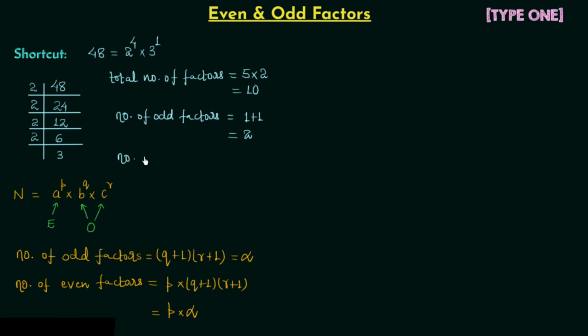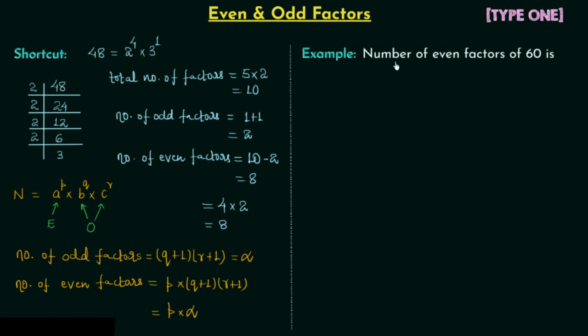Now what about the number of even factors of 48? This should be equal to the total number of factors, which is 10, minus the number of odd factors, which is 2. So 8 is our answer. Or you can follow this particular formula. You will have 4, because 4 is the power of the even prime factor, multiplied by 2, because 2 is the number of odd factors, and this will give us the same result. So this is all for the revision of the shortcut method. Now we will move on to our example problem.